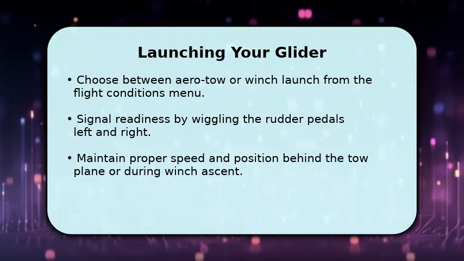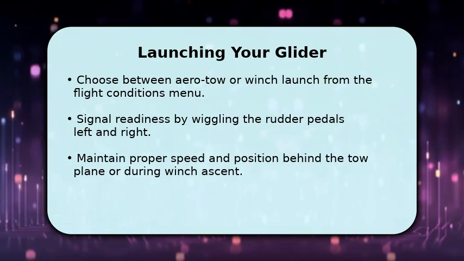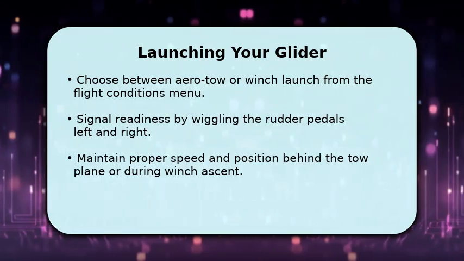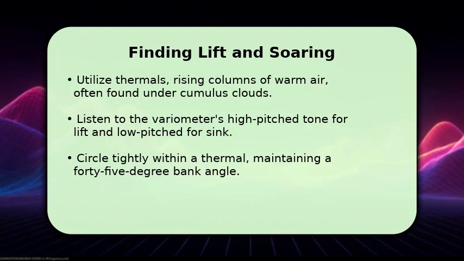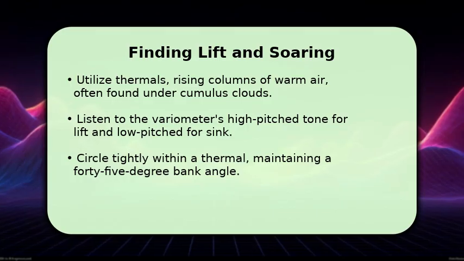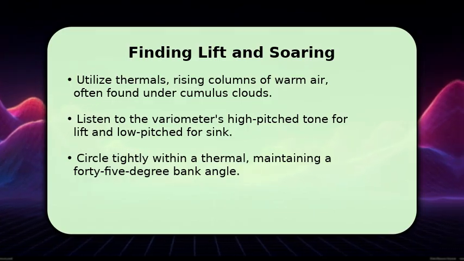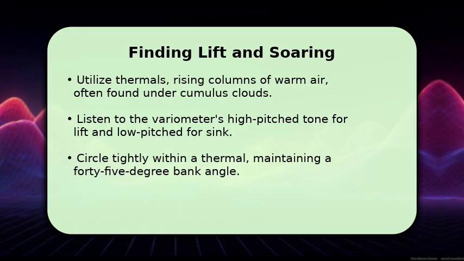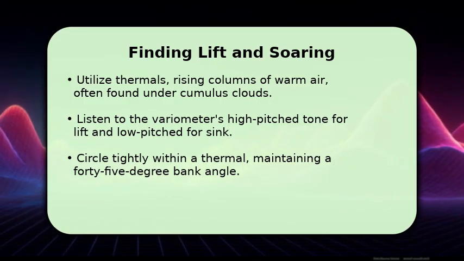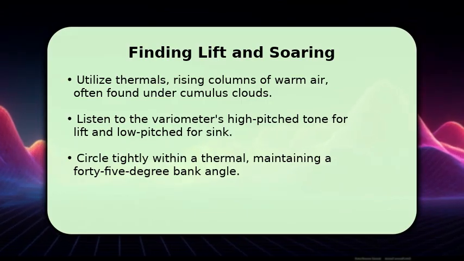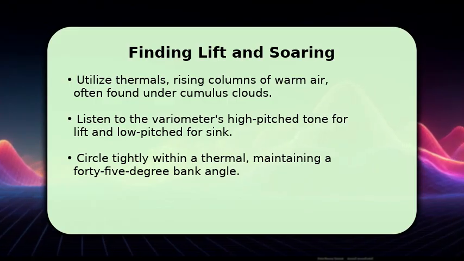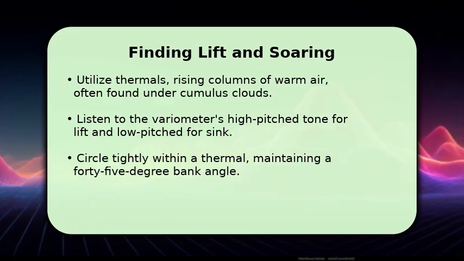Release the tow cable at a safe altitude, usually between 1,000 and 1,500 feet, by pressing your assigned button. Once airborne, your goal is to find lift. Thermals are rising columns of warm air, often indicated by cumulus clouds above them. Your variometer is key. A high-pitched tone means you are gaining altitude, while a low-pitched tone indicates descent. To maximize lift, circle tightly within a thermal, maintaining a 45-degree bank angle.